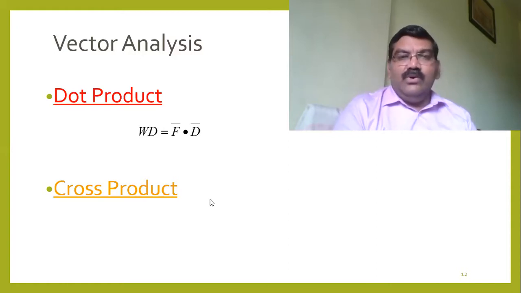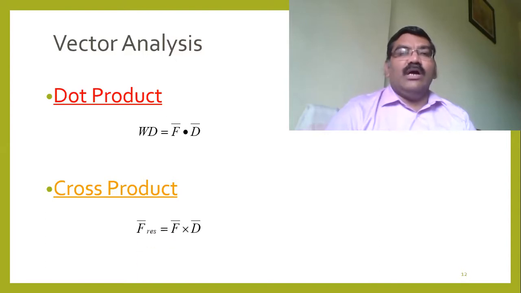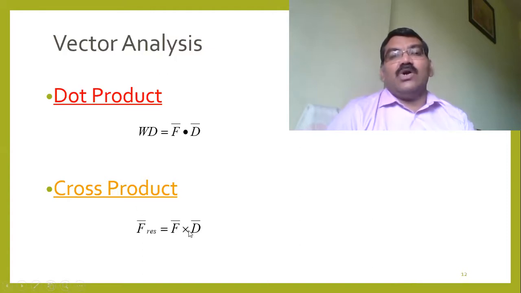Now the formula we know, so I'll not go into detail of the formula. I'll take another, same example, force into displacement. But here it is the cross product. Now force cross displacement, here you will get something different. The resultant is a force. Now how is it possible? So you can say force into displacement is work done. This is the example we have taken.